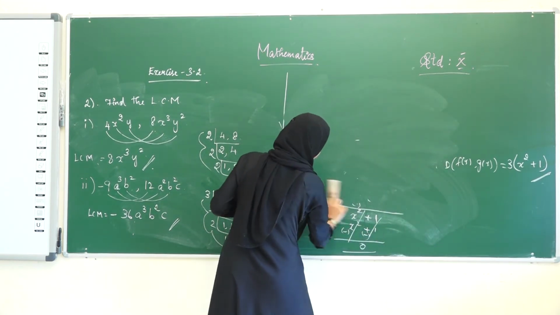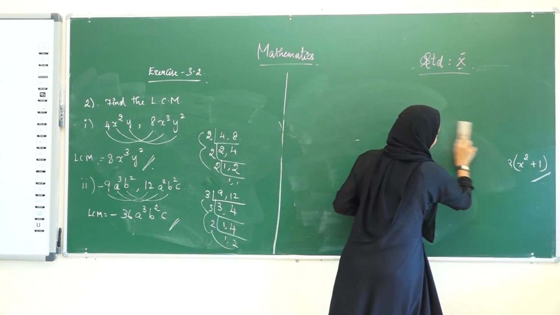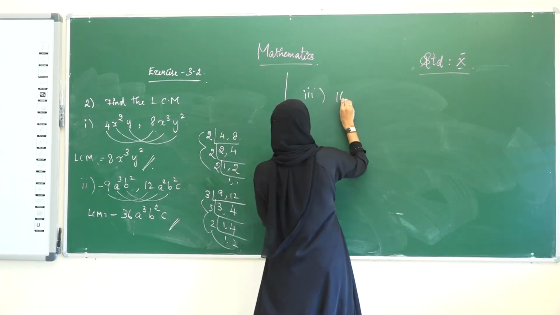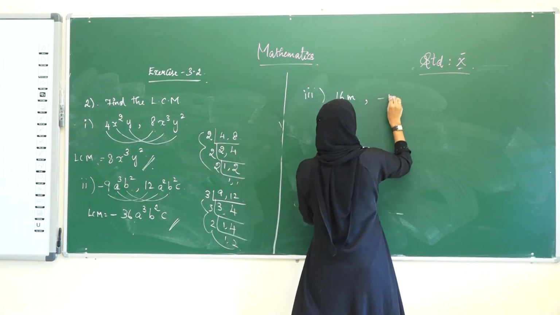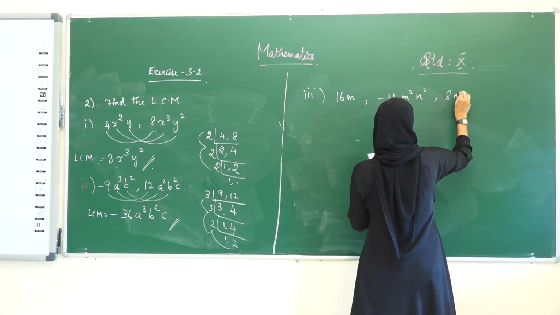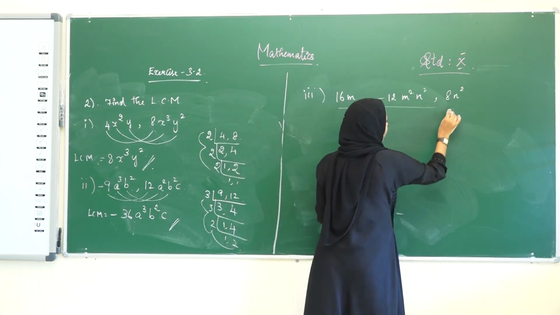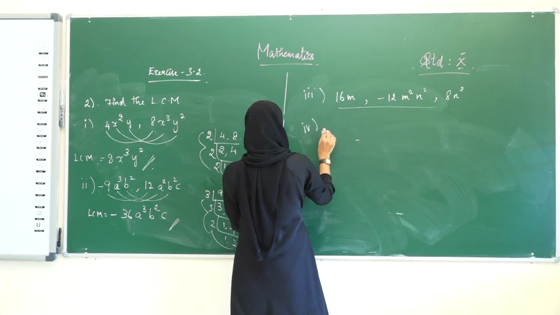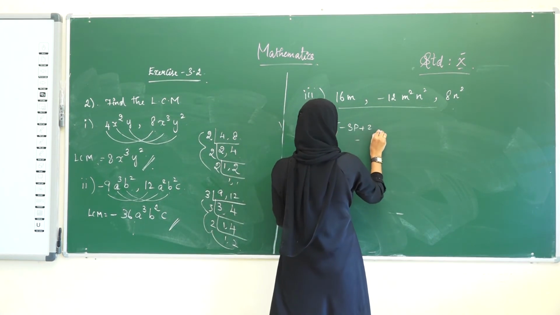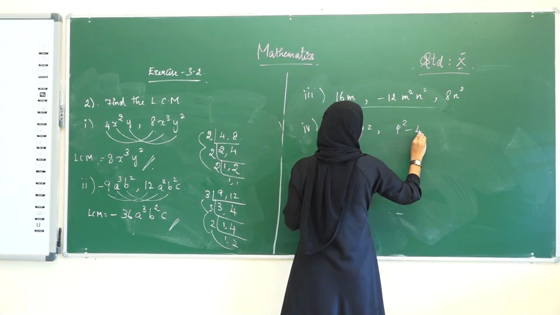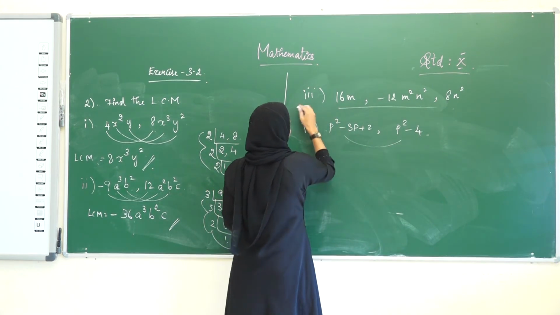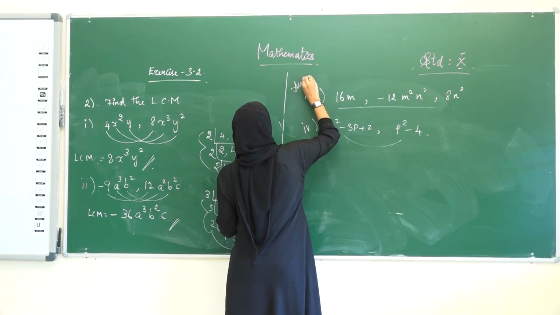Now, the third subdivision is also likely the same as the second subdivision. In the third subdivision they have given 16m, and then the next term is 12 m square n square, and the next term is 8 n square. This will be homework for you. Assignment: these two subdivisions. The third and fourth subdivisions are t square minus 3t plus 2, and then t square minus 4. We have seen examples of sums like this. So, these two will be an assignment for you.